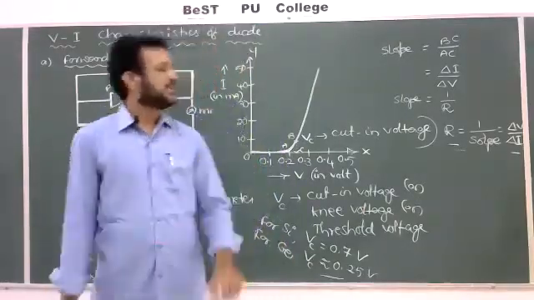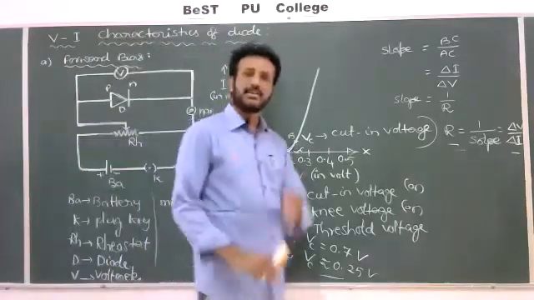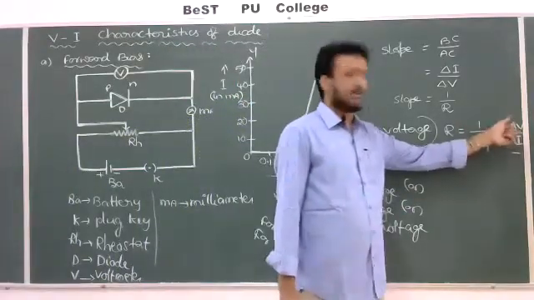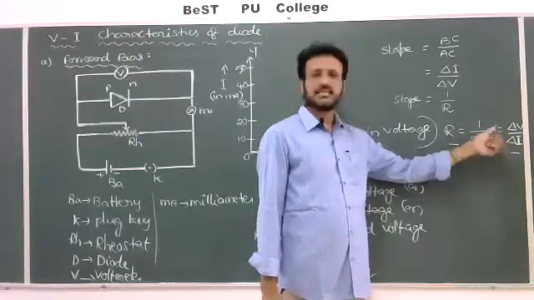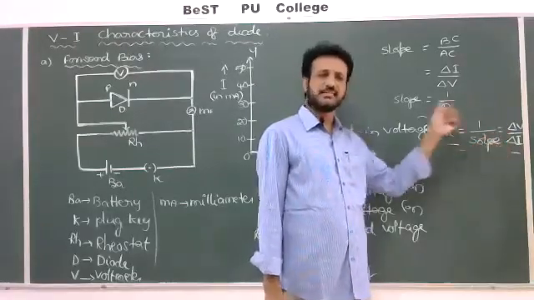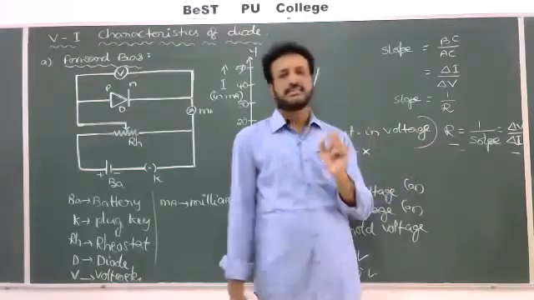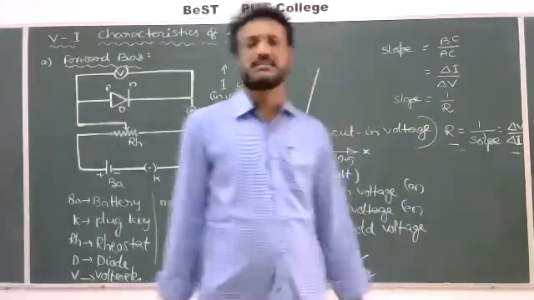When a diode is connected in forward bias, the ratio of small change in the applied voltage to the small change in the corresponding current is called dynamic resistance. That's only called dynamic resistance.